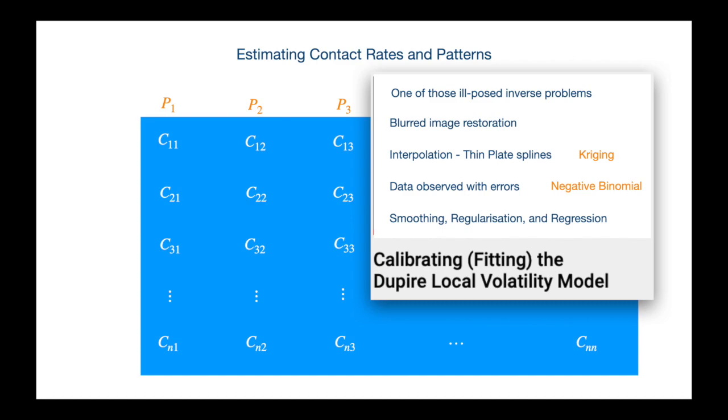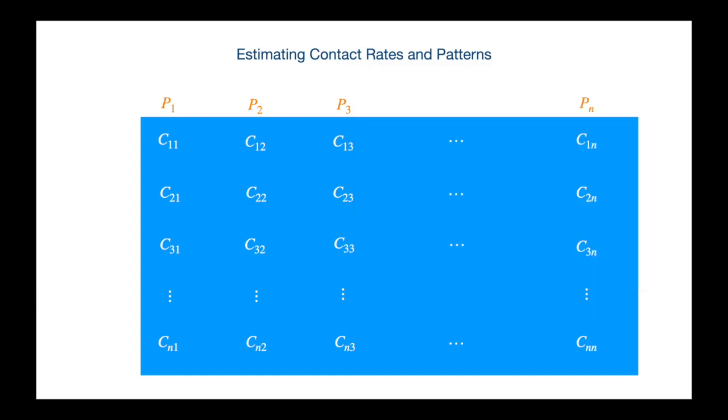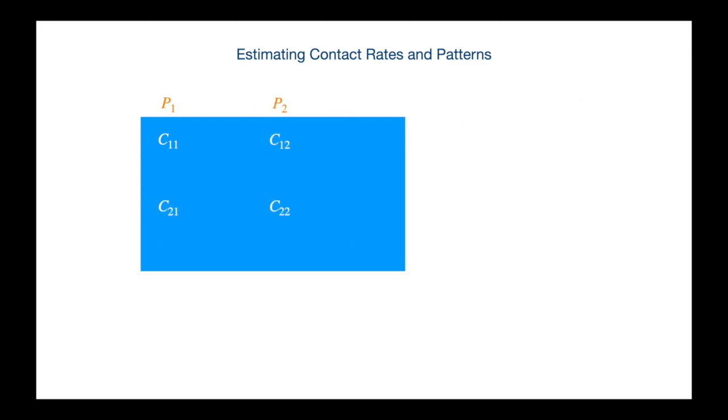In summary then, interpolation and smoothing can be used to fill the missing values and/or get more granular contact matrices. One also needs to correct for inconsistency in the survey data and transform it into a useful form. So let's explain these adjustments by focusing on a 2 by 2 matrix.